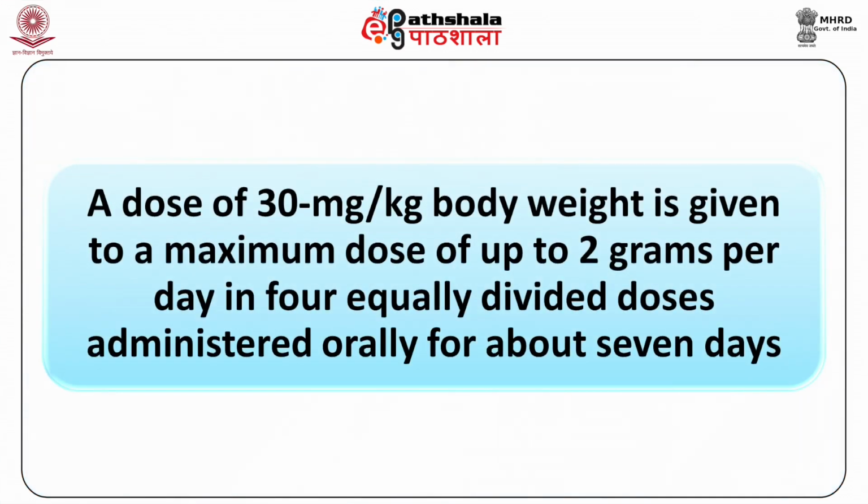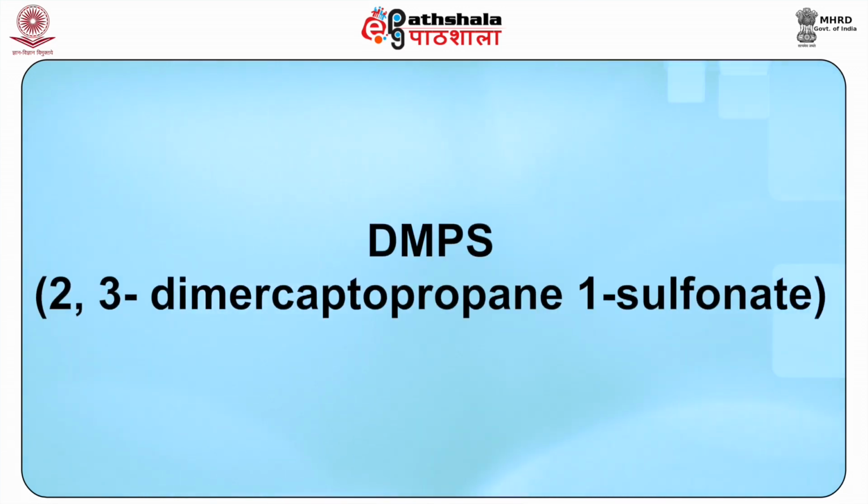It is especially useful in hepatolenticular degeneration, Wilson's disease, which is caused by a disorder of copper metabolism. A dose of 30 mg per kg body weight is given, to a maximum of 2 grams per day, in 4 equally divided doses administered orally for about 7 days. The main advantage of this chelating agent is that it can be given orally and continually, and it is much less toxic than EDTA.